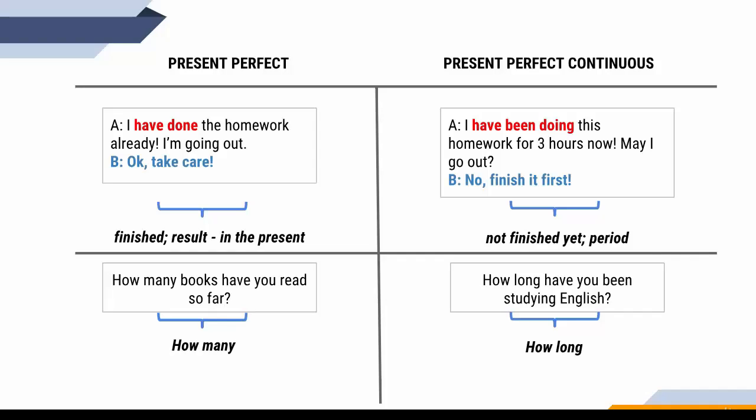In present perfect, the result is important. Something happened in the past, it doesn't matter when, it doesn't matter how long it took you, and the result of this action is in the present. In present perfect continuous, the period is what matters, the fact that this has been taking a period of time. How many? Present perfect. How long? Present perfect continuous.